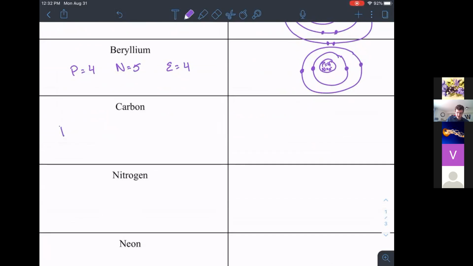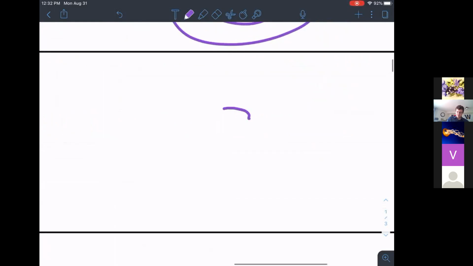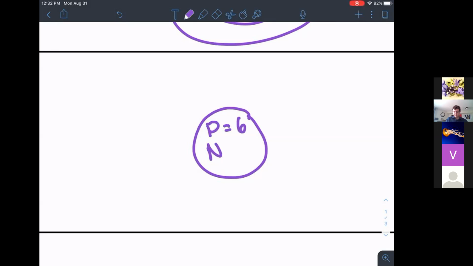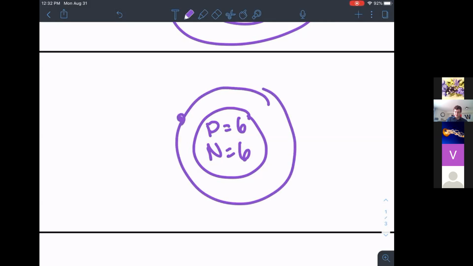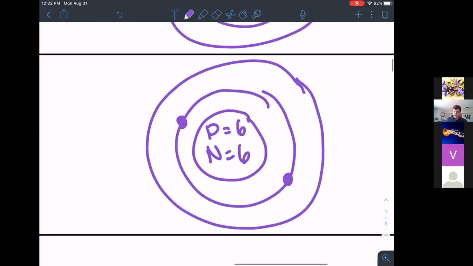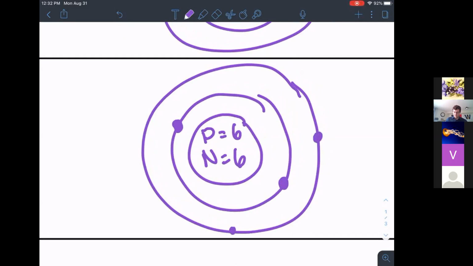Carbon has 6 protons, 6 neutrons, and 6 electrons. So carbon wasn't too bad either. We drew our nucleus with our protons and neutrons. We put 6 of each in our nucleus. We drew our first orbital and put 2 electrons in that first orbital. That orbital's full, so we got to add a second orbital. And we added 4 more electrons, adding up to our total of 6 electrons.